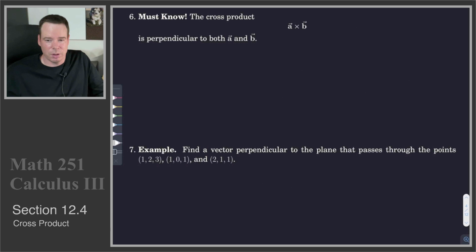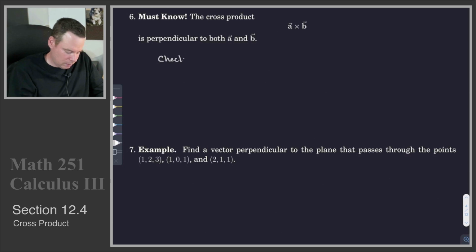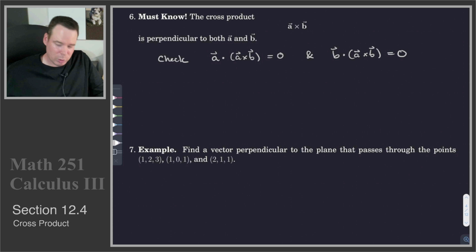So here we're going to show that the cross product is actually perpendicular to A and B. How are we going to do that? Well, we just need to check that a certain dot product is 0. I want to show that A cross B is perpendicular to A, so I just need to check that A dot A cross B is equal to 0. And I also need to check that B dot A cross B is equal to 0, because two vectors are perpendicular precisely when their dot product is 0.